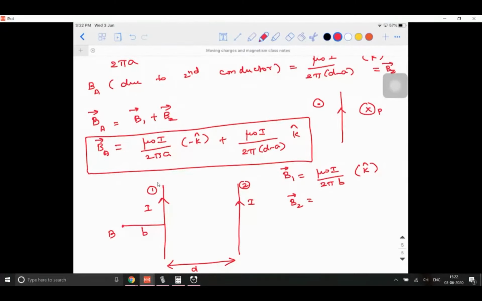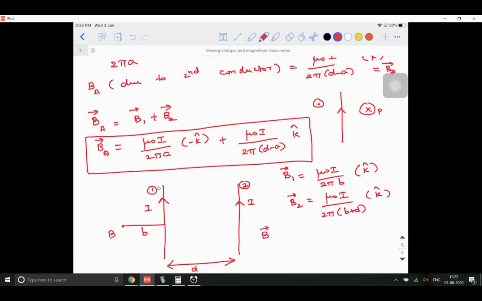Similarly, who can tell me what is B2 vector? It is mu naught I divided by 2 pi into b plus d. That's it. B plus D, into direction. Apply right hand thumb rule. It is going to be k cap.